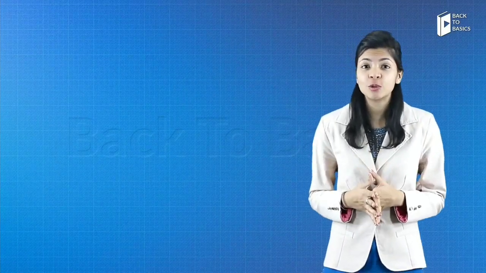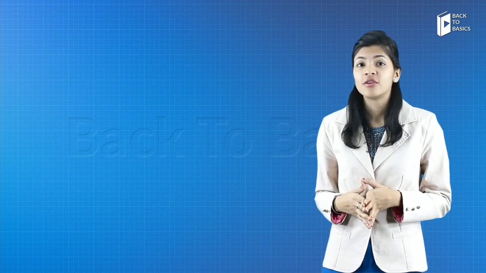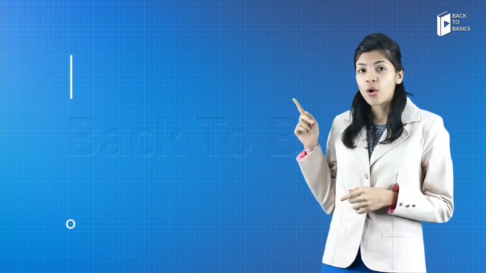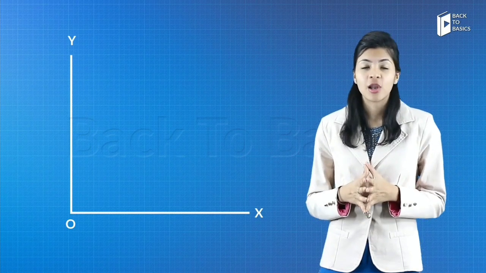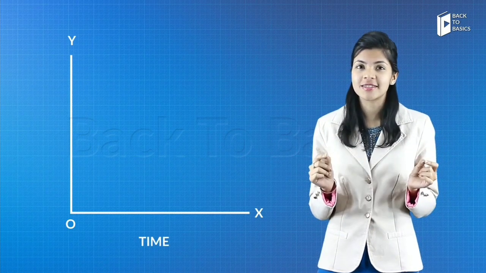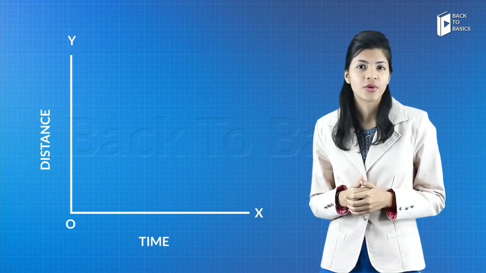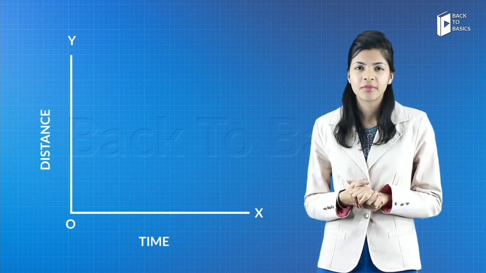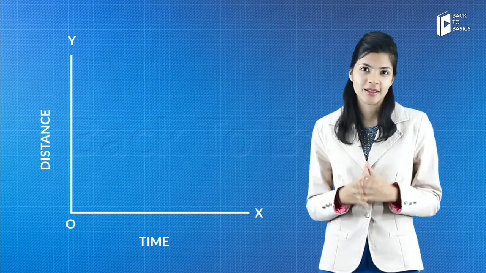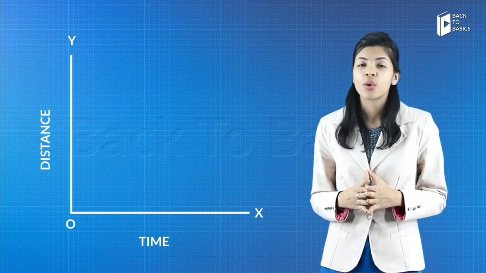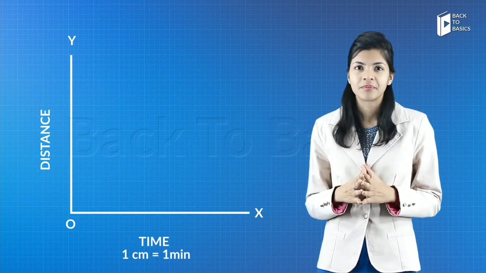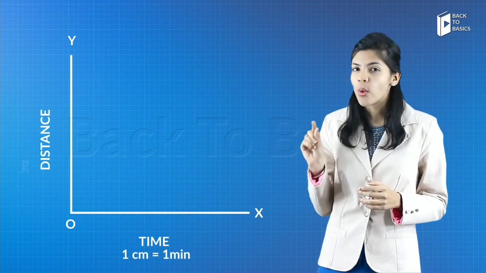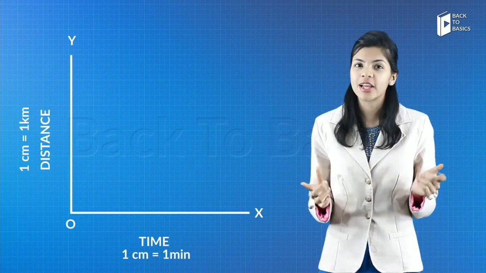So, take a graph paper and make two perpendicular lines on it, representing the two axes, OY and OX. We will represent time along the x-axis and distance along the y-axis. Now, looking at our values here, we are going to take the scale. On x-axis, we will take 1 centimeter to be 1 minute. And on y-axis, 1 centimeter will represent 1 kilometer.